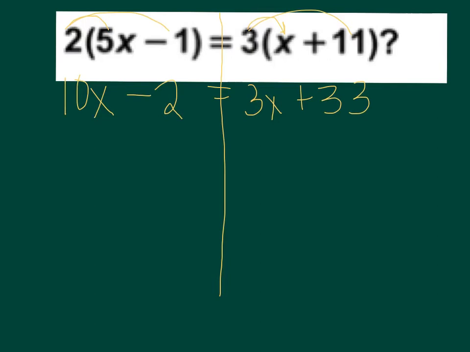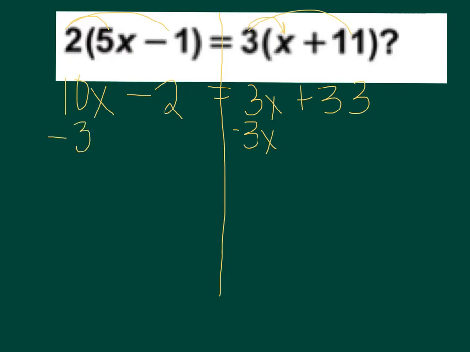And it really doesn't matter which one you move. I always move the smaller one so I don't end up with negative numbers. But if I move the 10x, I'm just going to end up with a negative and have to divide by a negative, which is fine. But personally, I just move the smaller coefficient, the one with the smaller number. So that means I'm going to take this 3x and I'm going to move it. So I have to do the opposite. So I'm going to have a negative 3x.